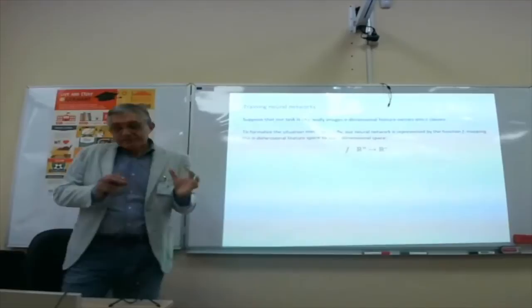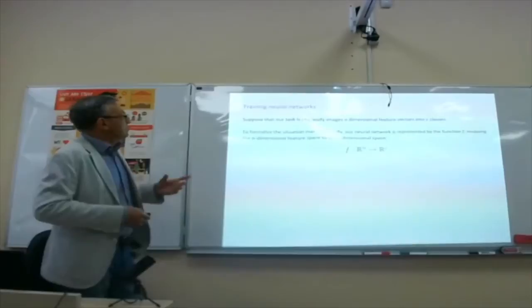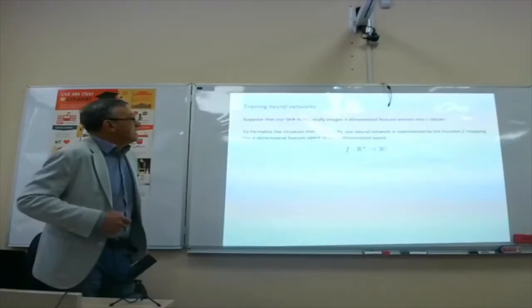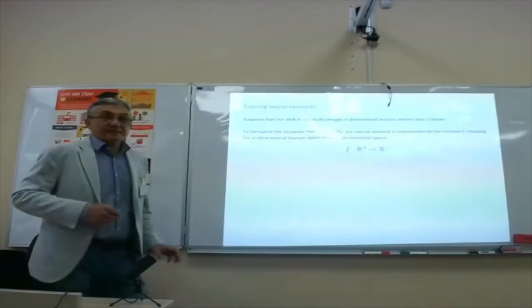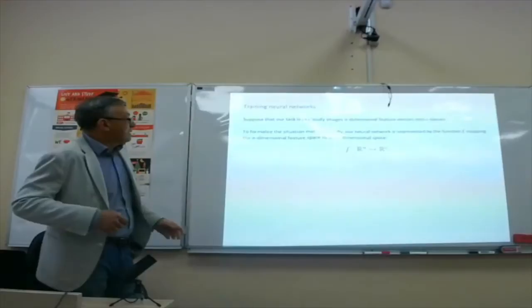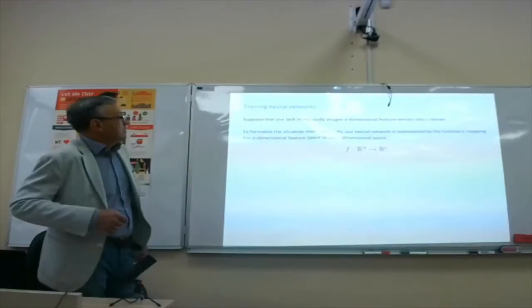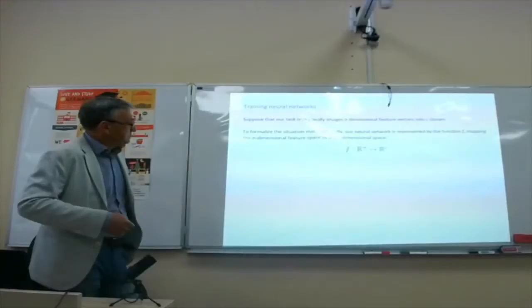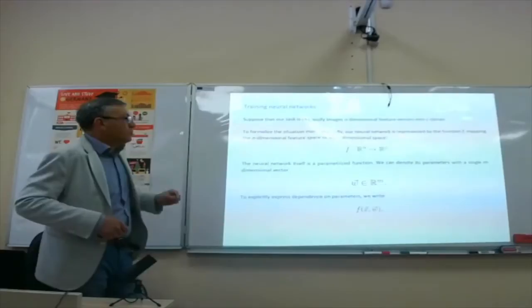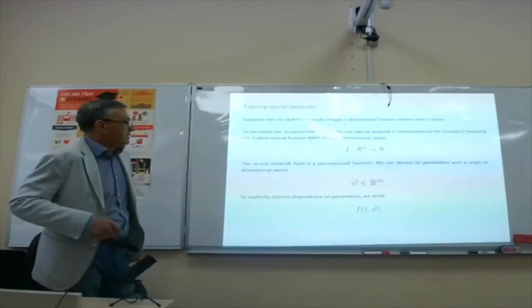After considering these mathematical foundations, we'll come back to the problem with neural networks. Let's suppose that our task is to classify images, n-dimensional feature vectors, into C classes. Formalization leads to constructing a neural network in the form of a function which maps the space of n dimensions to a space of C dimensions. The neural network itself is a parameterized function, and we can denote its parameters with a single m-dimensional vector. These are the parameters of the neural network.